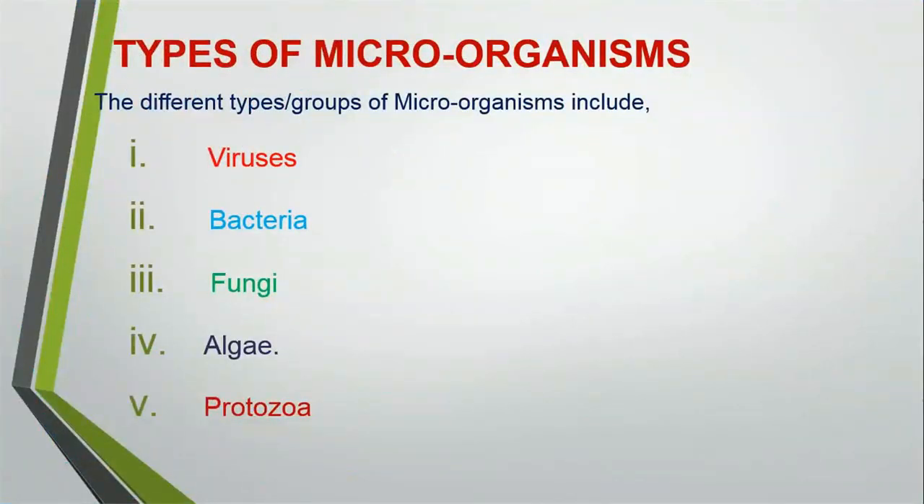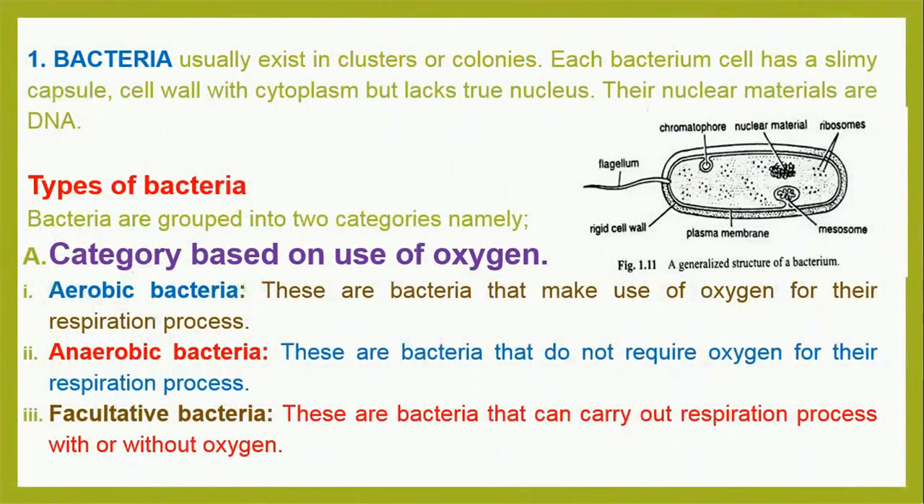Types of microorganisms. Different types of microorganisms are: 1. Viruses. 2. Bacteria. 3. Fungi. 4. Algae. And 5. Protozoa. Now we're going to be discussing the types of microorganisms one after the other, and we are starting by looking at bacteria. Bacteria usually exist in clusters or colonies.